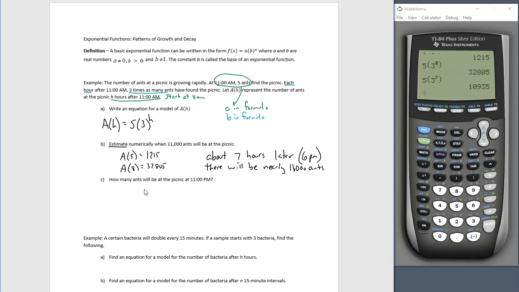Okay, how many ants, so find the output, at 11 p.m.? That's 12 hours later. Tells me that my h value is 12. So I would like A of 12, which is 5 times 3 to the 12th. And I can do it either way. I could put the 12 inside the parentheses or outside the parentheses. As long as it's only going with the 3, it's going to be okay.